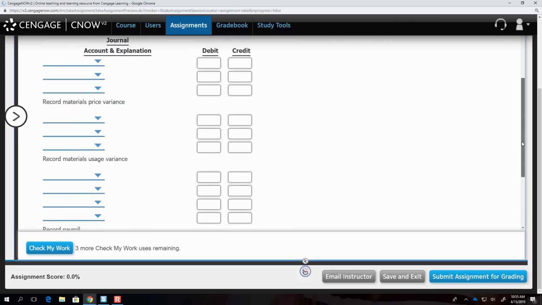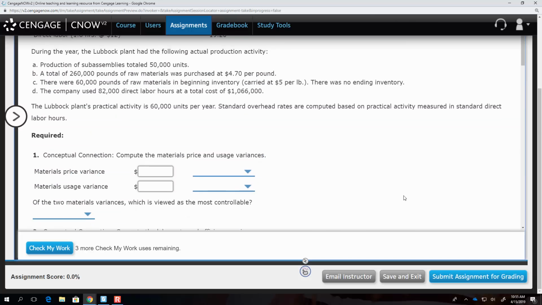And secondly, for this problem, there is a difference between the purchase in letter B and the usage in letter C. So again, we purchased 260,000 pounds in letter B. But we use a different amount in letter C than 260,000 pounds. Because what do I have at the end of the inventory? No ending inventory, right? So I must have used a different number than I purchased. So make note of that.